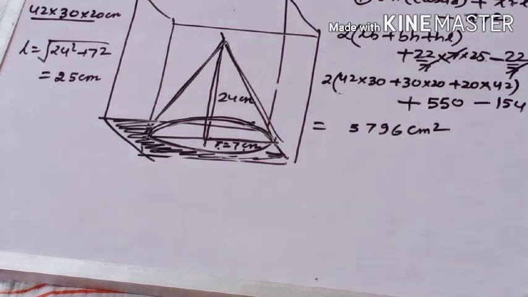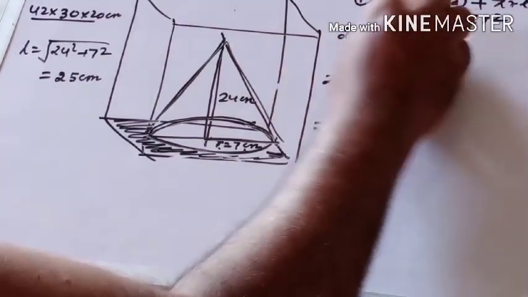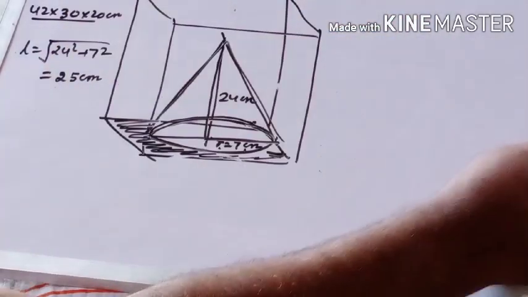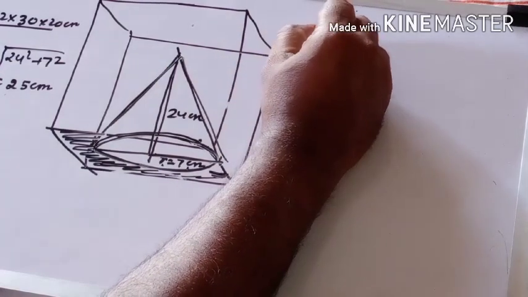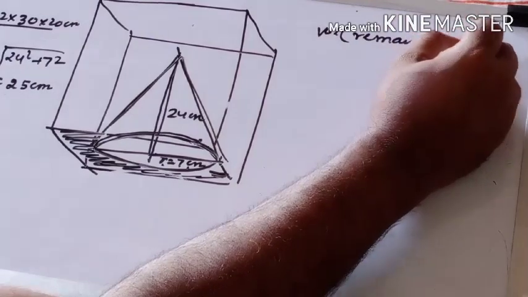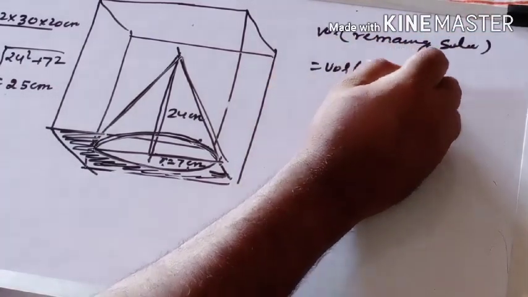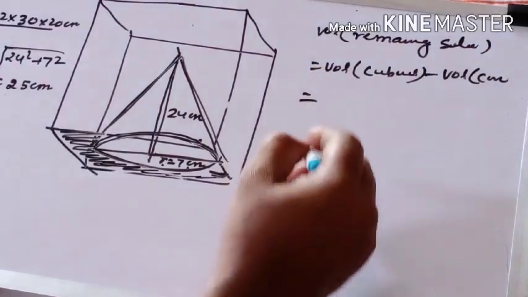Second part of question says you have to find out the volume of remaining solid. To find out volume of remaining solid, what we'll do, from volume of this cuboid we will subtract volume of this cone. So volume of remaining solid will equal to volume of cuboid minus volume of cone. Volume of cuboid is how much?